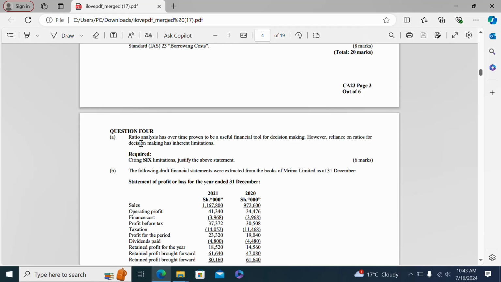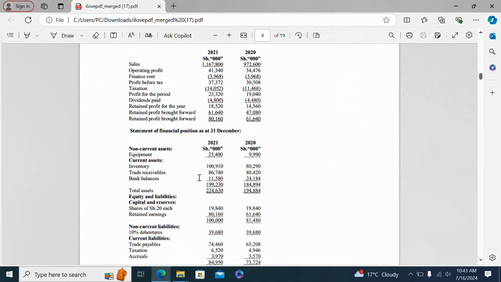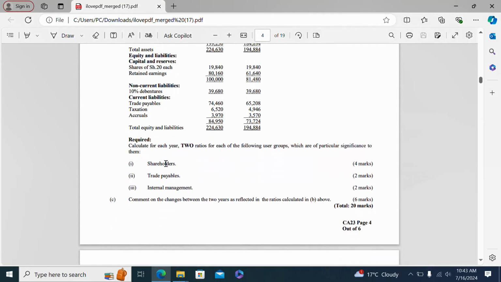Question 4. Ratio analysis has over time proven to be a useful financial tool for decision making. However, reliance on ratios for decision making has inherent limitations. Required: citing 6 limitations, justify the above statement. Then part B: calculate for each year two ratios for each of the following user groups which are of particular significance to them: shareholders, trade payables, and internal management. Comment on the changes between the 2 years as reflected in the ratios calculated in B above.